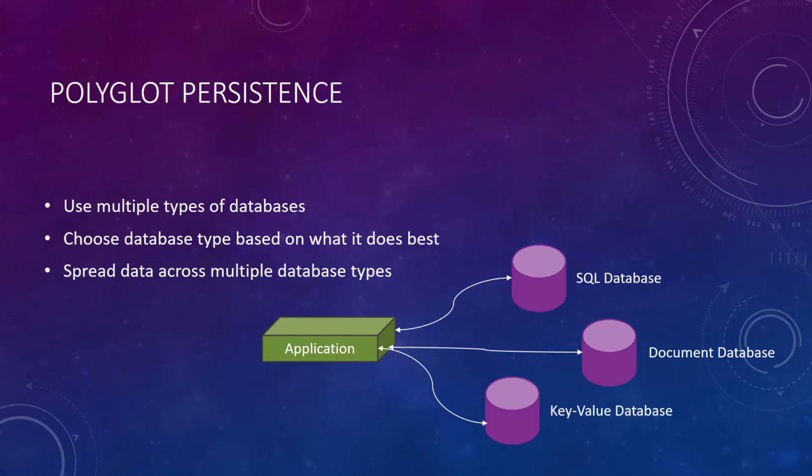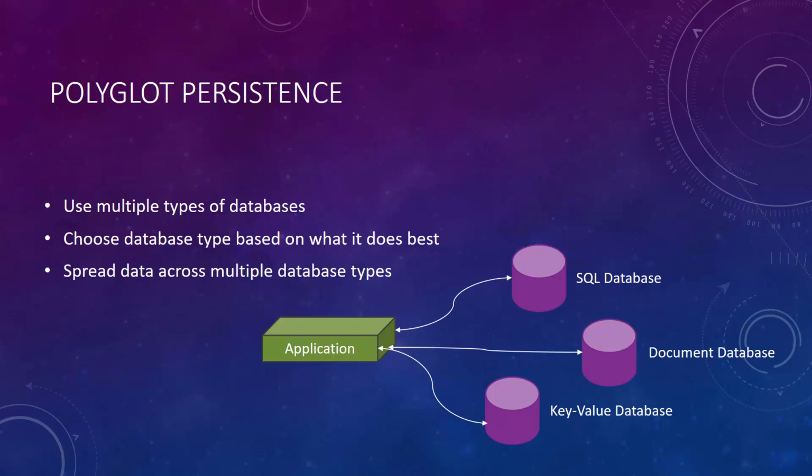If we look at the diagram on the screen, we notice that there's an application with 3 databases in the back. And if you notice them, actually, they're not just 3 databases, but 3 different types of databases. There is a relational database, SQL database, there is a document database, and there's a key value database.